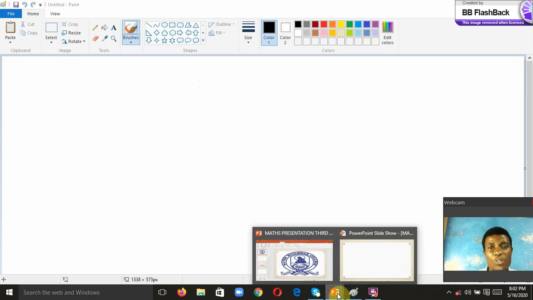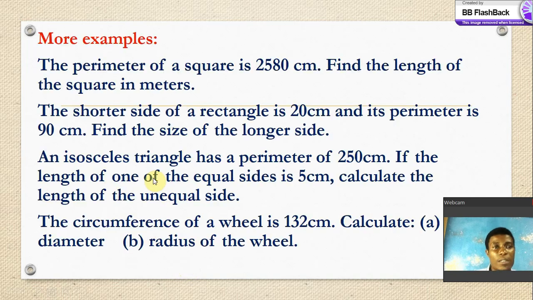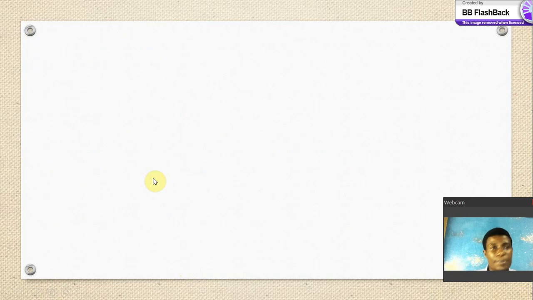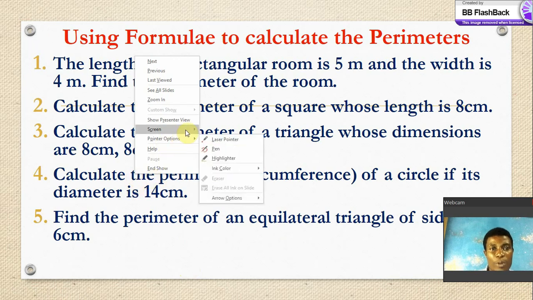Question 2 says: calculate the perimeter of a square whose length is 8 centimeters. Very simple, very, very simple. So let's go back to our board.